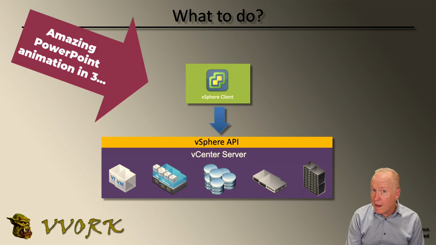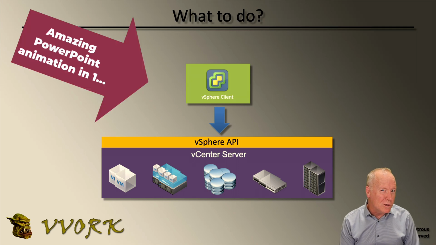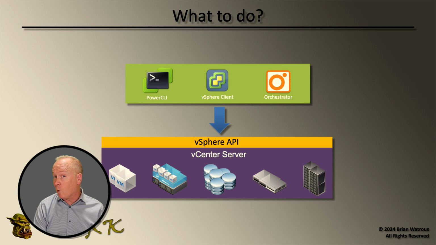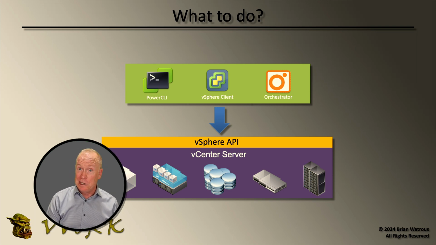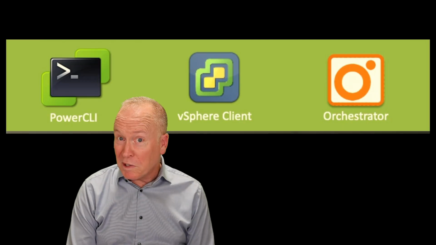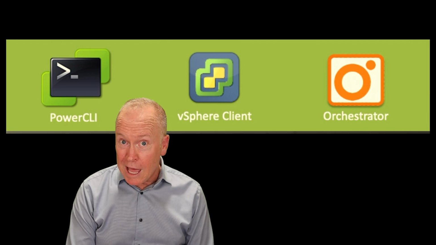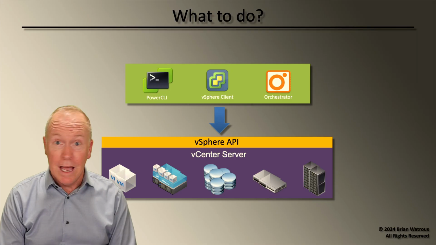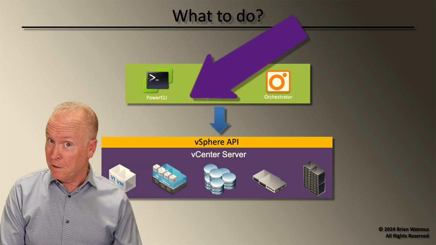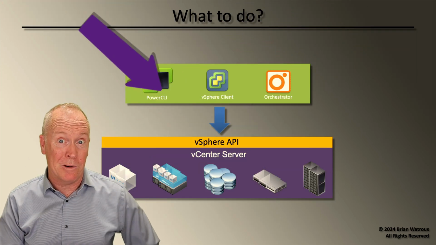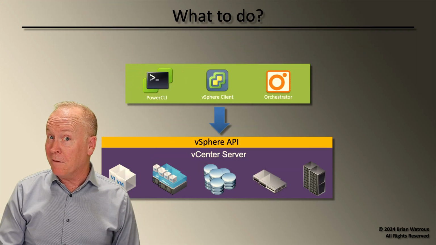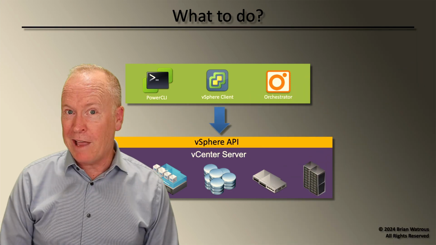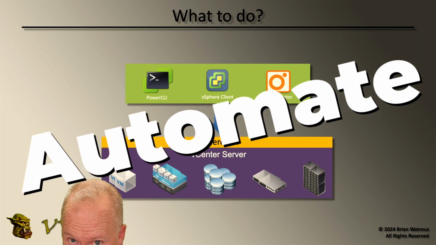Instead of the vSphere client, what if you used PowerCLI? Alternatively, you could use Orchestrator. If you want to learn more about Orchestrator, check out this video series. Whichever of these three tools you use, they all go through the same vSphere API. So whatever you do with the vSphere client, you can do in PowerCLI. But unlike the vSphere client, which is manual, PowerCLI allows you to automate your vSphere tasks.